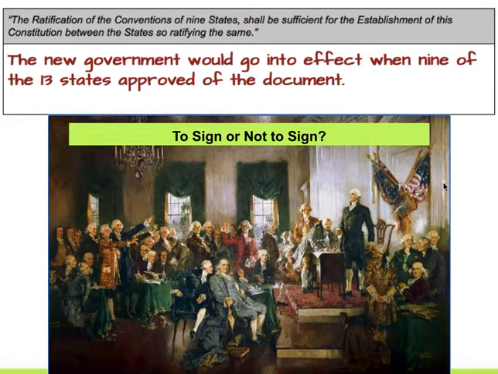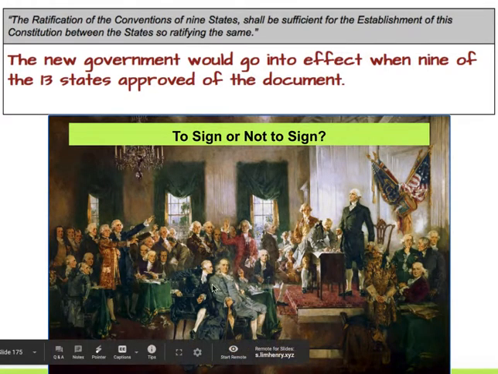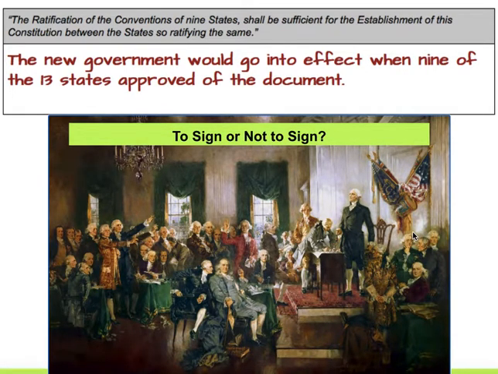So the founding fathers agreed, the people in Philadelphia, in this room, it all comes full circle back to this painting, they agreed that it would have to be sent to the states for ratification. And once 9 of the 13 states approved of the document, it would go into effect. So with that, you have officially finished the Constitution, you guys. You have finished Articles 1 through 7, which is super, super exciting.